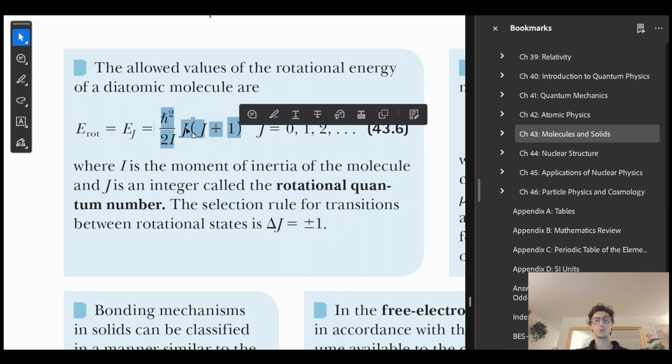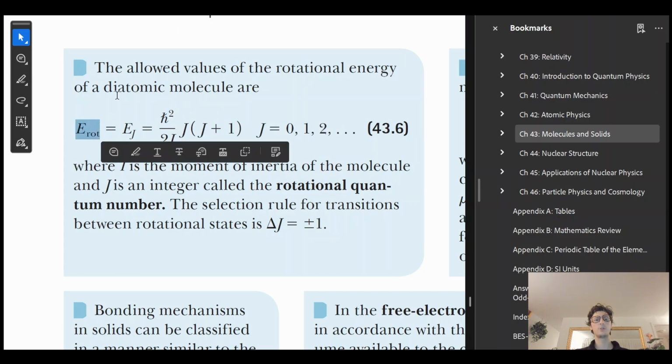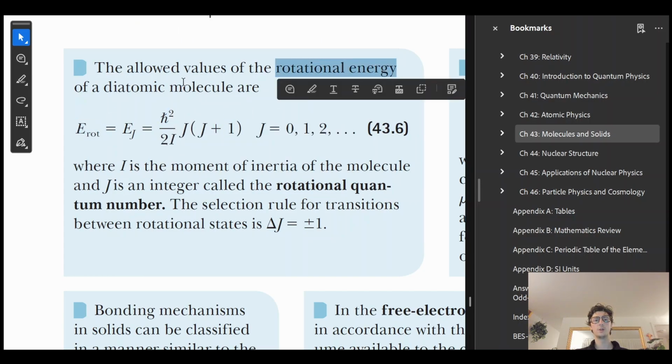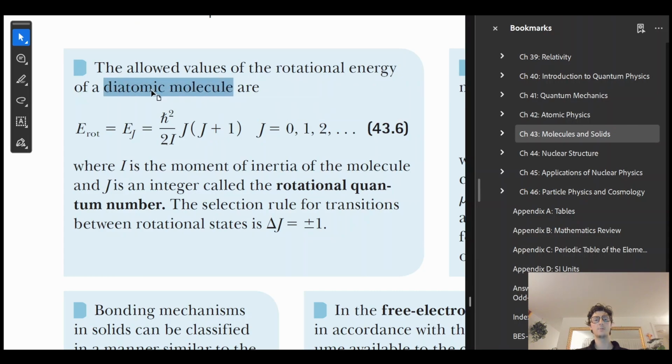So anyway, this is the equation. Let's take a look at it. We have some J's over here, we got an I, we got an h bar. Plug in all this stuff, it spits out an energy. What is the energy? Rotational energy. Rotational energy of what? A diatomic molecule. J can be 0, 1, 2, 3, whatever. I is the moment of inertia of the molecule, and J is the integer called the rotational quantum number.